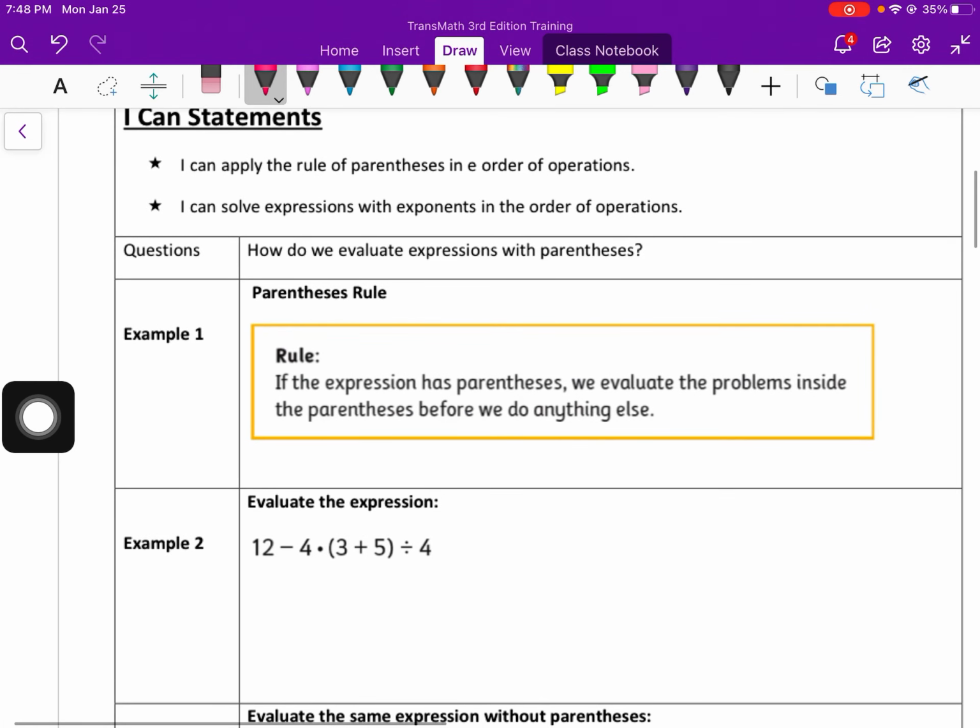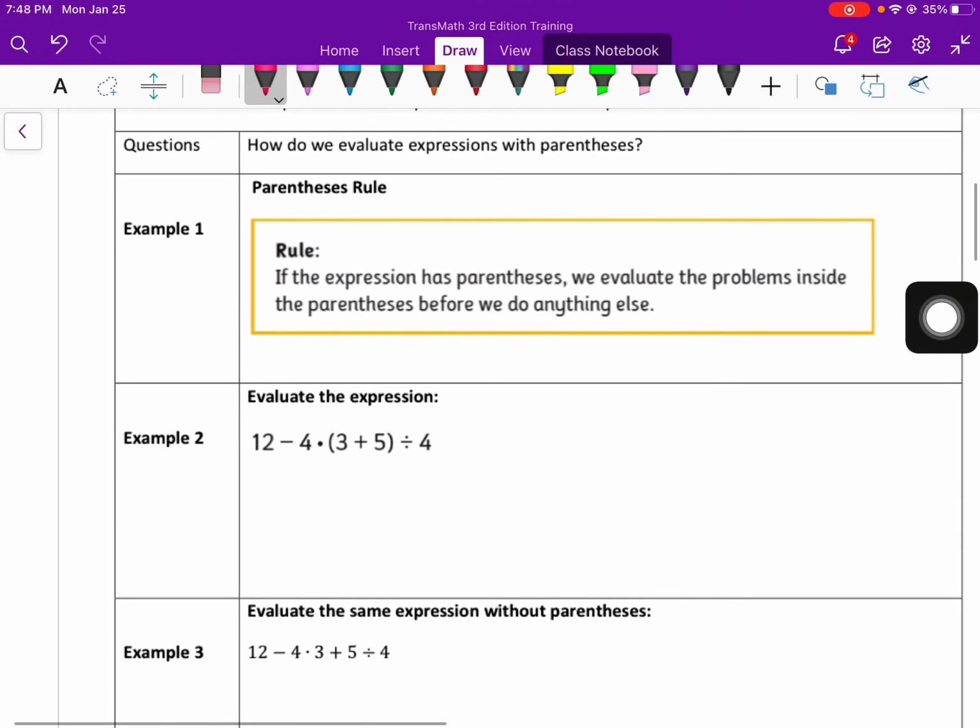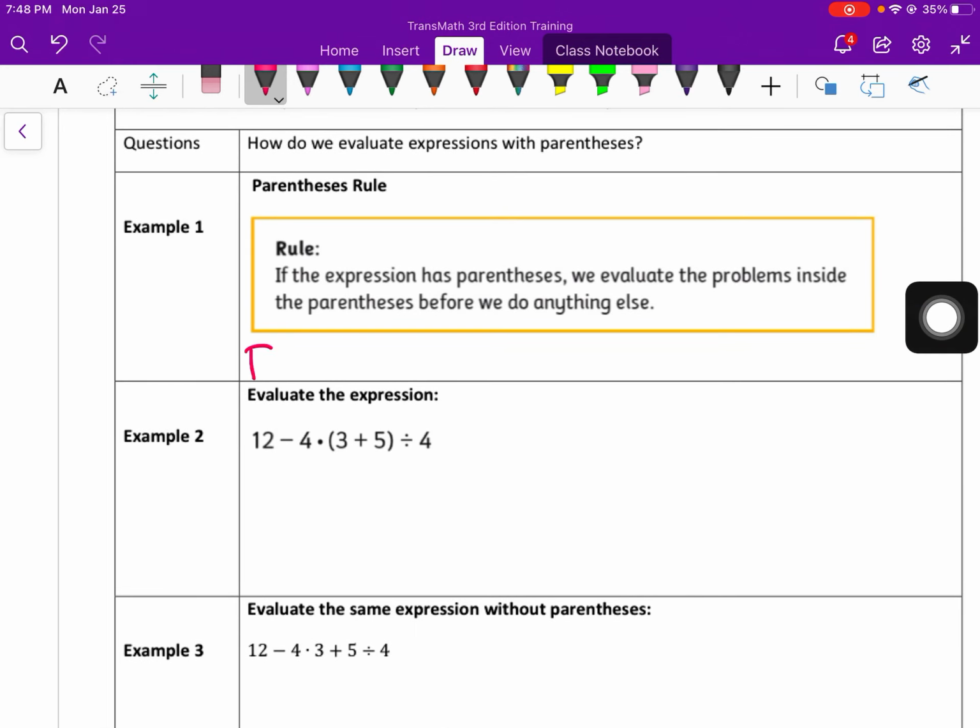So the rule for parentheses is that if the expression has parentheses, you always evaluate the problem inside the parentheses before you do anything else. So let's just write out PEMDAS. So we are reminded of the order of operations. Remember, the P stands for parentheses.